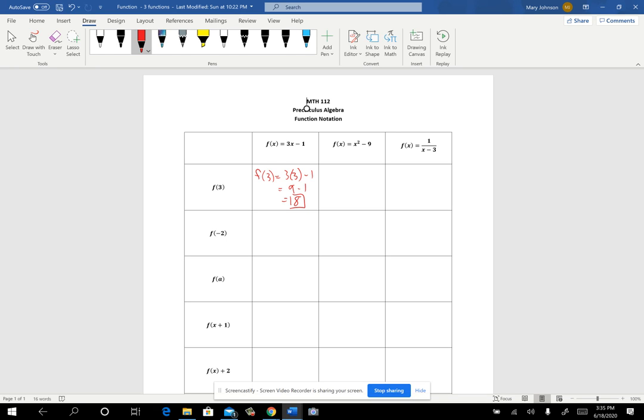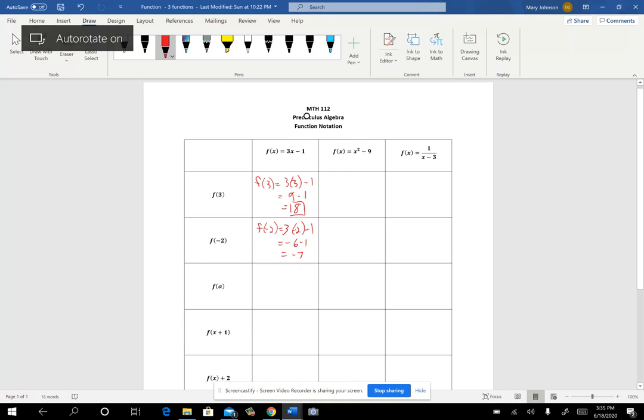And what I've got on here are 3 different functions. So we're going to start and do one that's just a linear function and see how that goes. And then we'll do the quadratic one, and then we'll do the rational one, okay? All right, so now f of negative 2 is going to feel pretty much the same. I just might make a mistake with it because of that negative number. So that's going to be negative 7.